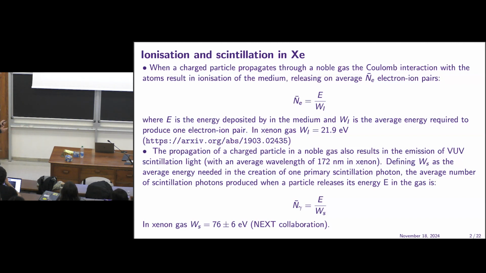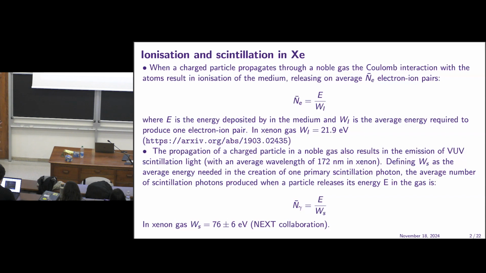All right? Now, the first thing you want to know is how many electrons, actually electron pairs, you're going to produce when you deposit a given energy. And you can make this little calculation, and it says that the number of electrons, of course this is an average, will be the energy that you deposit over a quantity that represents, again, the average response of the medium to the ionization. And this energy is 21.9 electron volts. So the first obvious question that you want to answer is how many electron ion pairs I'm going to have if I am studying neutrinoless double beta decay, and the endpoint I am looking for, I'm interested on 2.5 MeV.